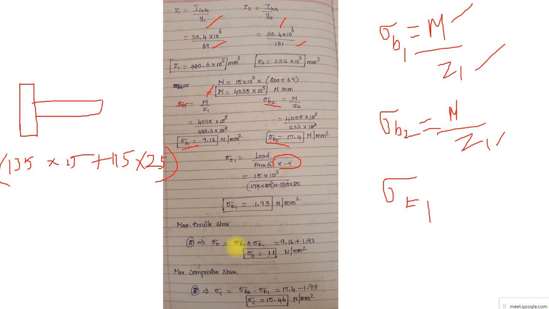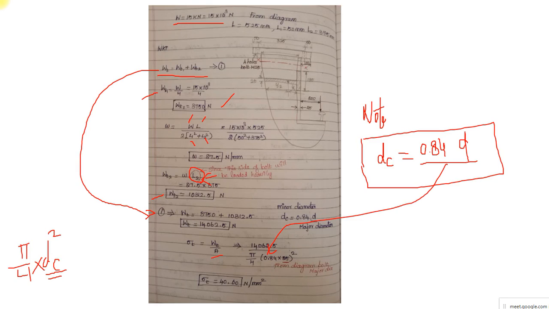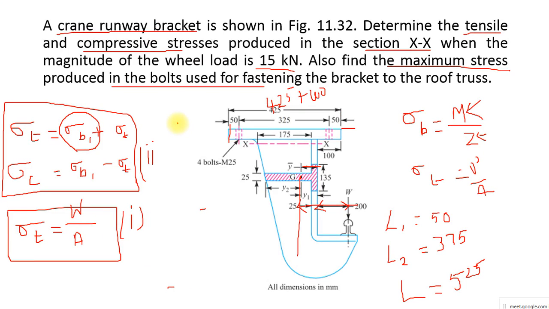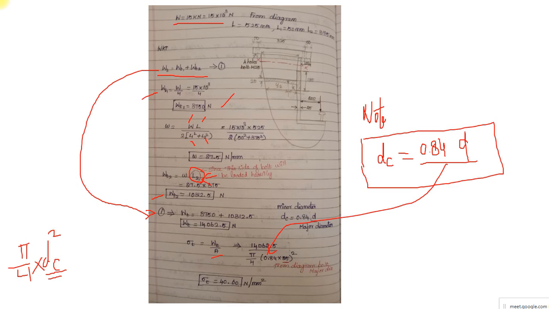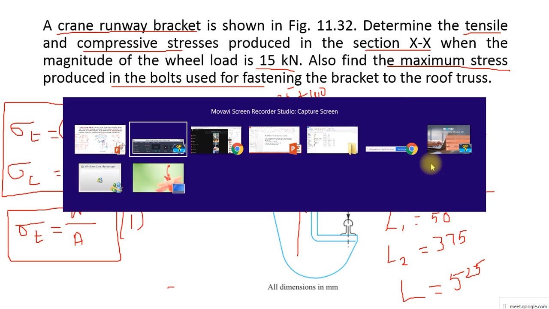I substitute the values of sigma B1 and sigma T1, and I can find out the maximum tensile stress. Similarly, I substitute sigma B2 minus sigma T1, and I get the maximum compressive stress. Okay. What did they ask in the question? They asked me to find out the maximum tensile stress and maximum compressive stress, and they asked me to find out the maximum stress produced in the bolt used for fastening the bracket to the roof. So, how much stress did I use for fastening? Okay, so this is all about Problem Number 2.